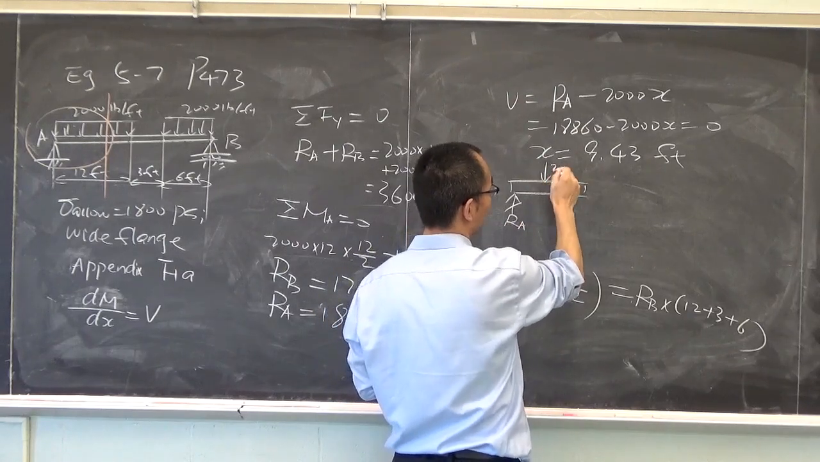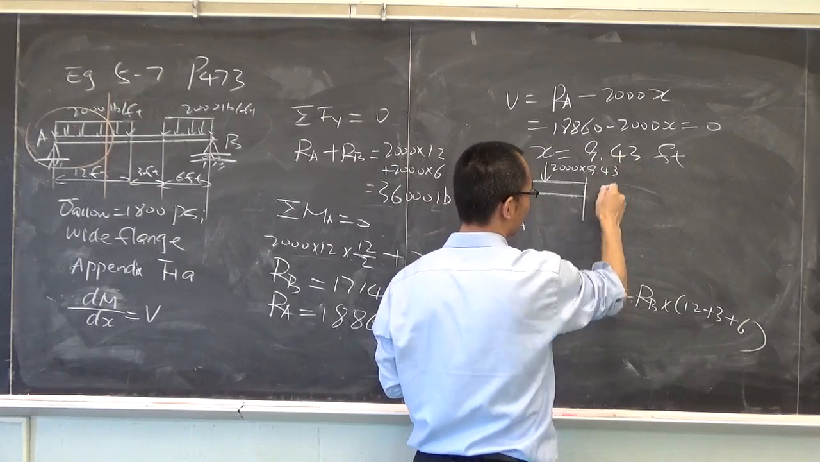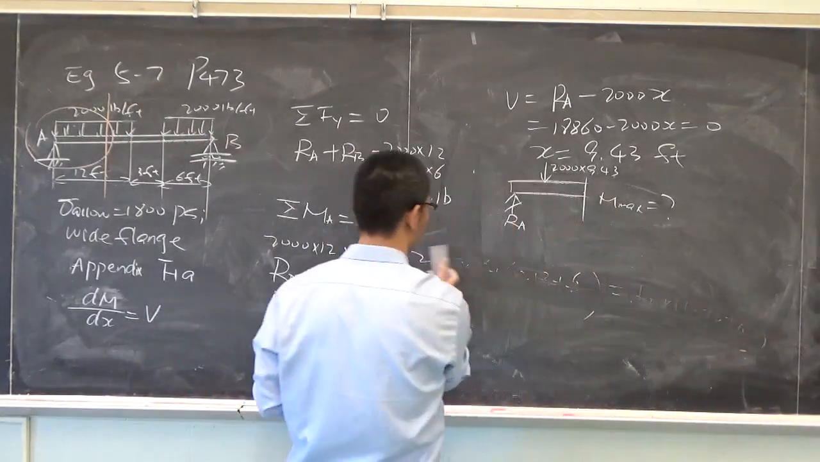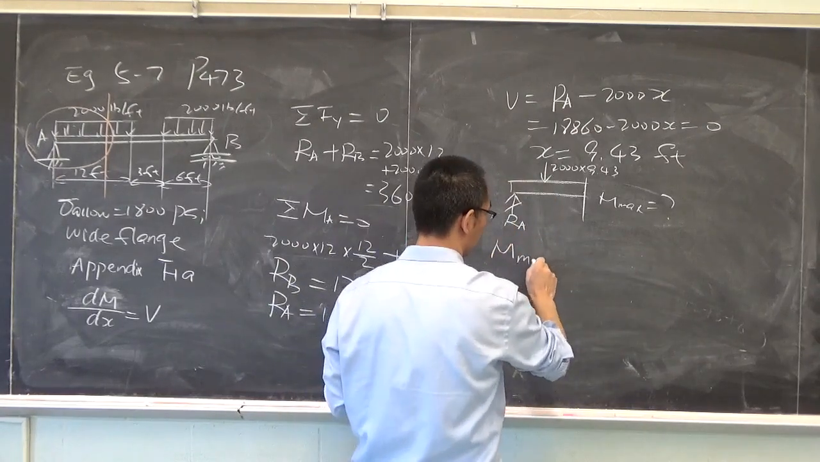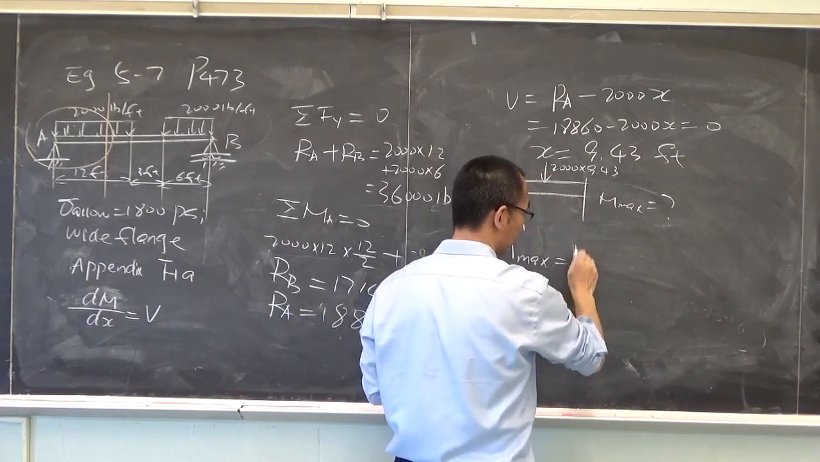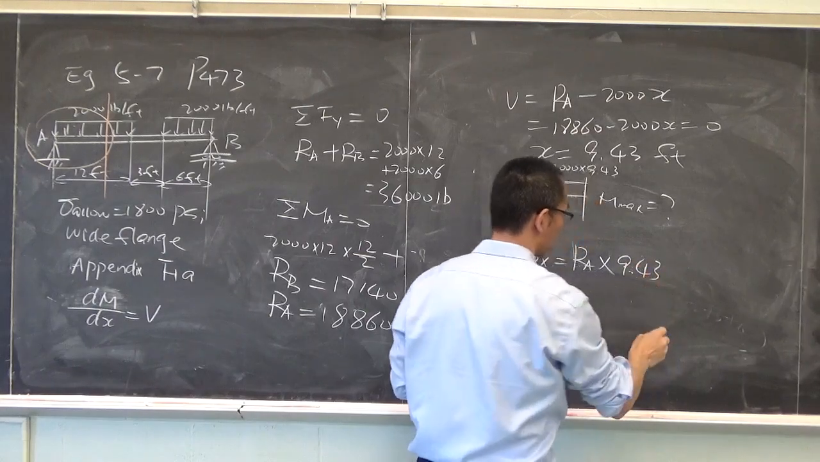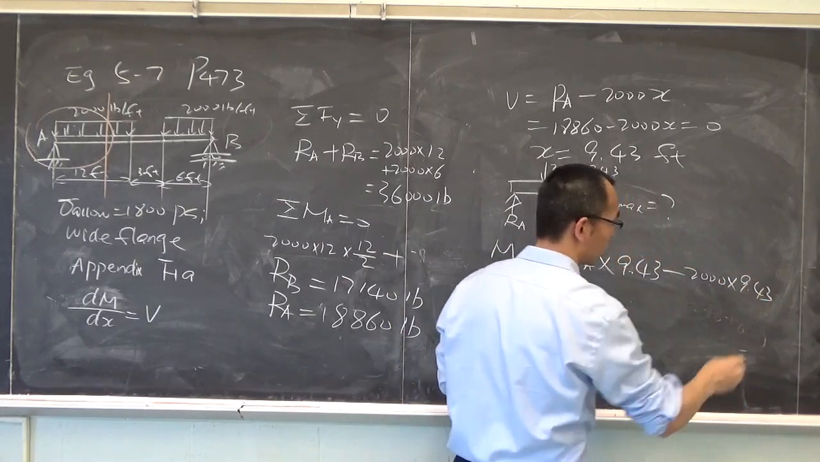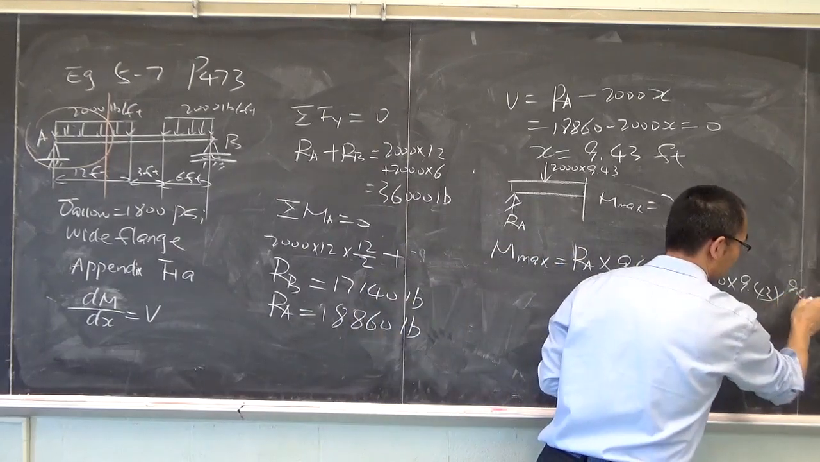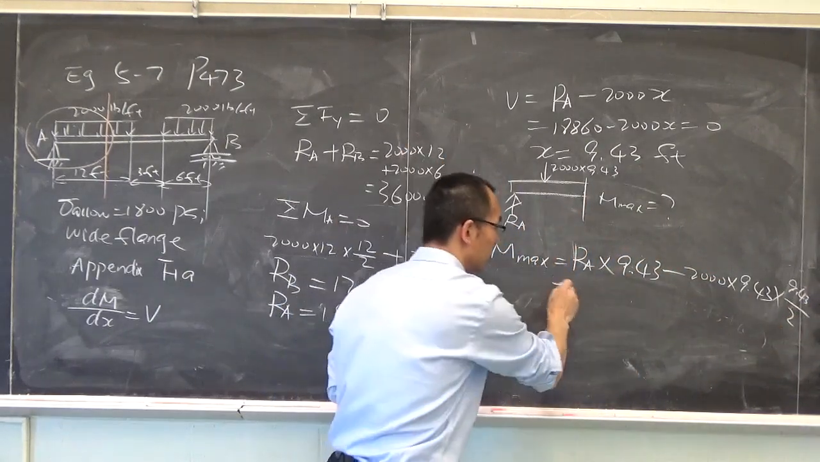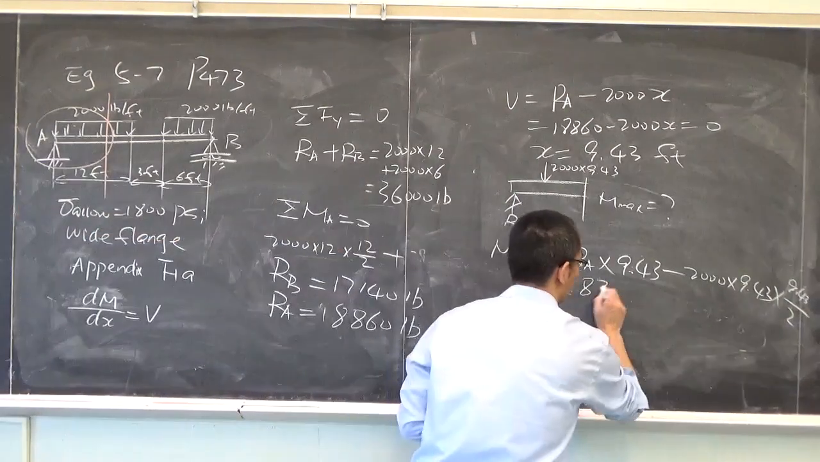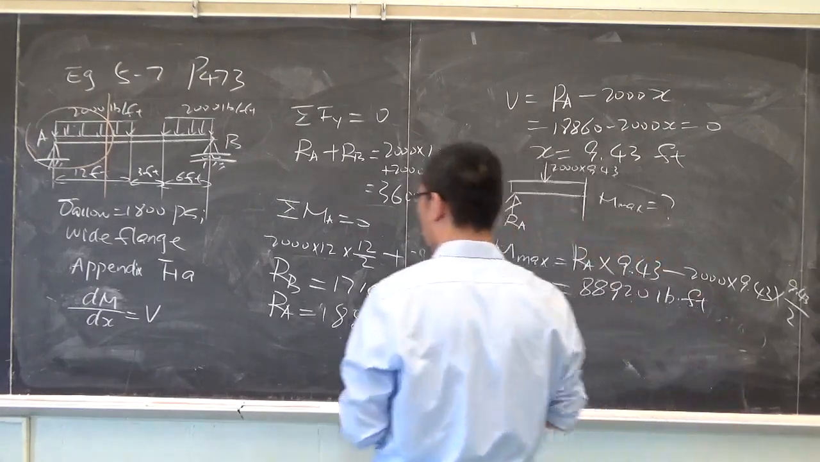this is uniform load, right? So 2000 multiplied by 9.43, right? So we need to look for the maximum bending moment here. Okay, so the maximum bending moment will be RA multiplied by 9.43 minus 2000 times 9.43 divided by 2, right? This is the arm. So this moment will be equal to 88.92 pound foot.